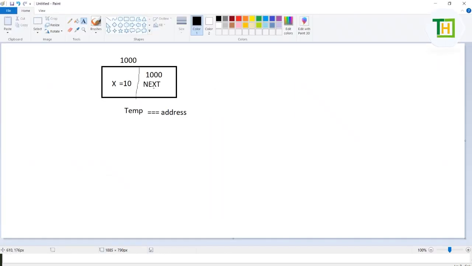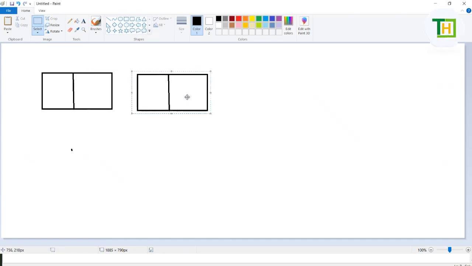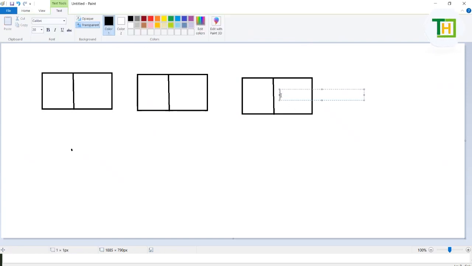Nothing else. Clear, everyone? For example, I'm going to tell you how some nodes are going to be, and a single node. There are three nodes like this, and the final node is always going to be null.